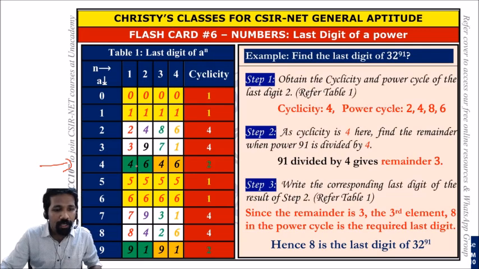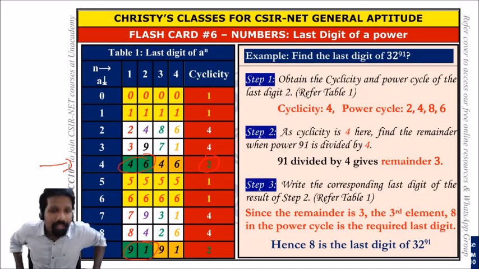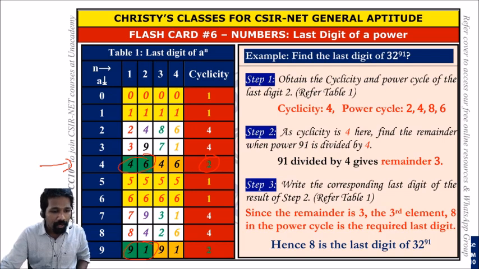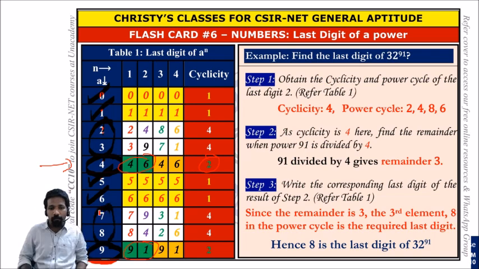That means in the flashcard here you can see 4 6 4 6 4 6 repeated, 9 1 9 1 9 1 repeated. That is why it is called cyclicity 2. So these are the two simple ways they can ask the question: when the cyclicity is 1, when the cyclicity is 2. Remember which values have cyclicity 1 and cyclicity 2. By practice that will automatically come. 0 1 5 6 have cyclicity 1, 4 and 9 have cyclicity 2. All other remaining elements, 2 3 7 8, have cyclicity 4.